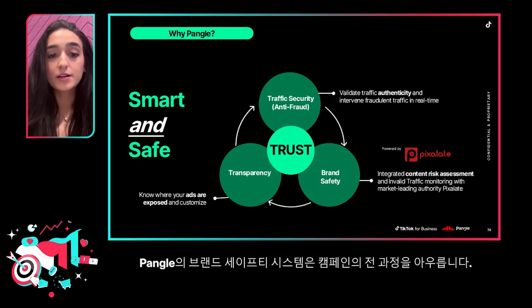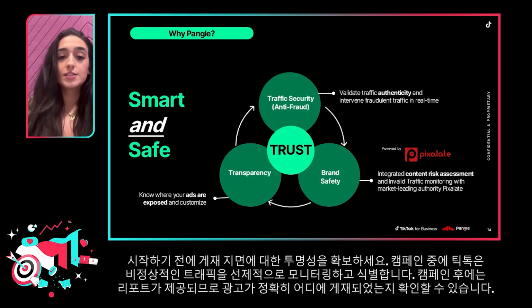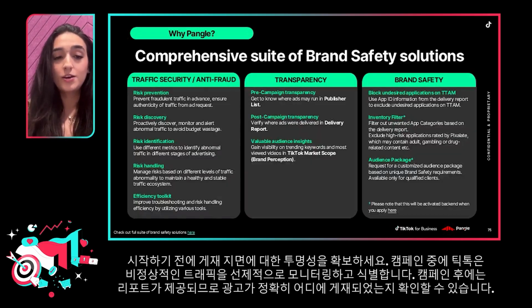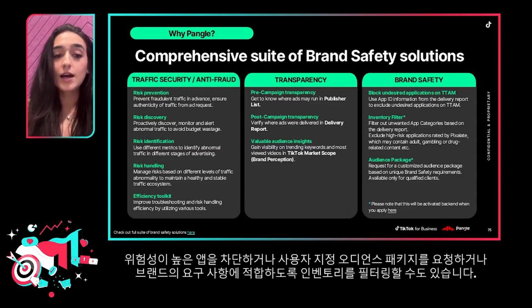Pangle's brand safety suite covers every stage of your campaign. Before launch, you get transparency on potential placements. During the campaign, we proactively monitor and identify abnormal traffic. And post-campaign, you get clear delivery reports to verify exactly where your ads ran. You can even block high-risk apps, request custom audience packages, or filter inventory to suit your brand's needs.